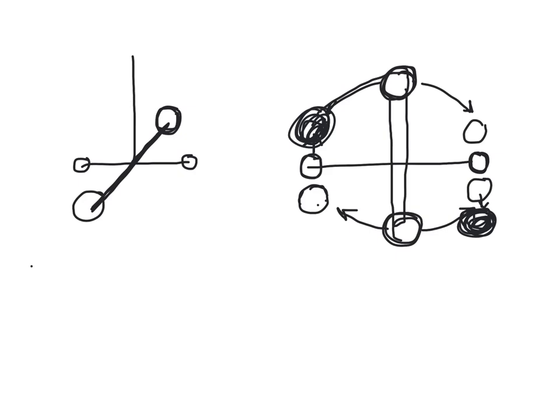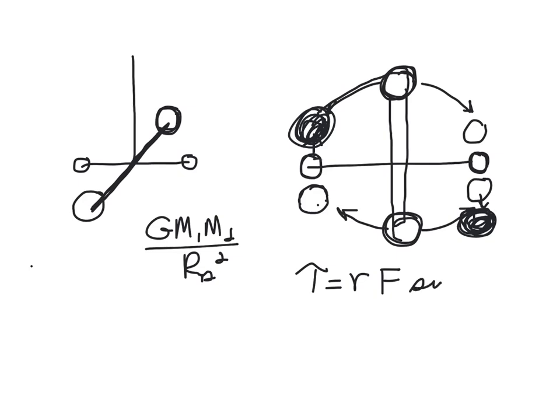And that you just use the G, m of the 1, m of the 2, and the distance between their centers squared will give you the force. The torque, however, is the force times the r times the sine of theta. So these forces are perpendicular to the rod, so we don't need to worry about the sine of theta.